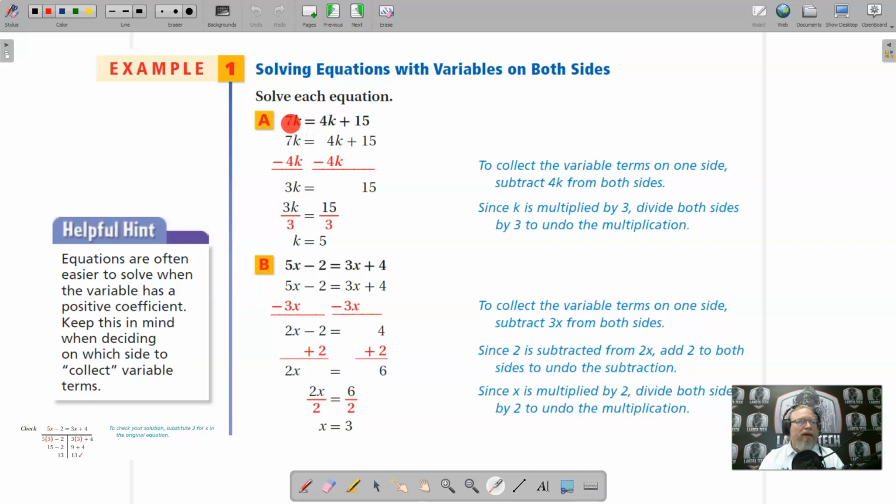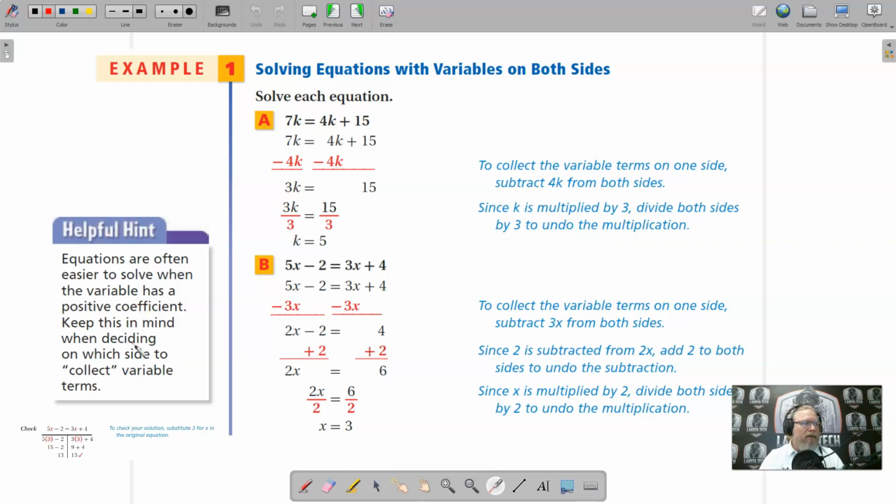Well, you might say, what about subtracting 7k from both sides instead of 4k? How do we know whether to subtract the 4k or to subtract the 7k? Well, let's look at our helpful hint over here for a little bit of information on that. Equations are often easier to solve when the variable has a positive coefficient. That means that the number in front of the variable is a positive number as opposed to a negative number.